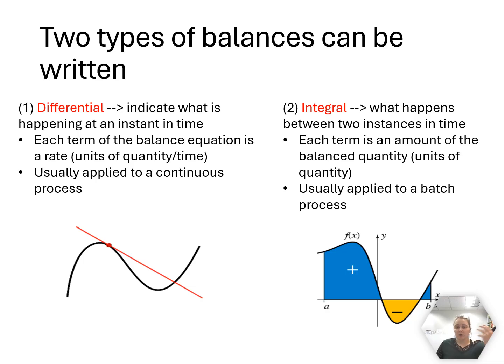Now, we can also write what are called integral balances. And integral balances are what happen between two instances in time. So each term is an amount of the balanced quantity. We're going to see both of these this semester. These are usually applied on batch processes. So remember, an integral is the area under a curve between two points in time if time is the x-axis, which is normally is for us.